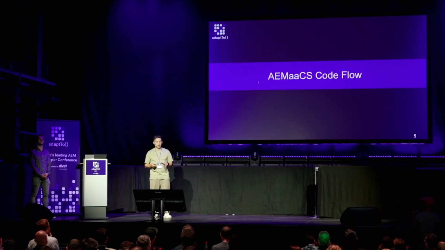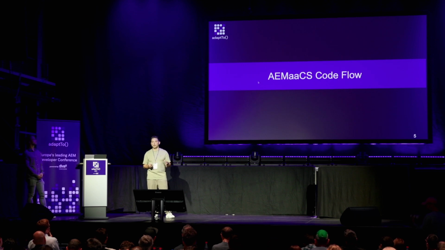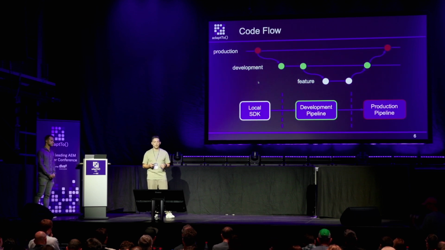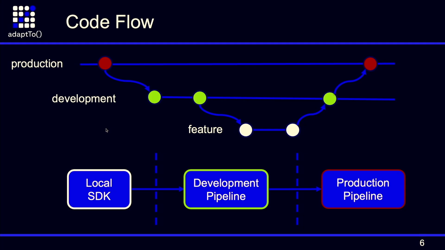Important to know for this talk is how the code flows. Many of you might already know this, but for example, if you're using a branching flow, like with a production branch, a development branch, and a feature branch, typically if you're developing with your local SDK, you're using a develop feature branch, and if you want to deploy to the cloud environments, you have a respective branch that is picked up by the pipelines in Cloud Manager. Here, for example, the development pipeline picks up the development branch, etc.